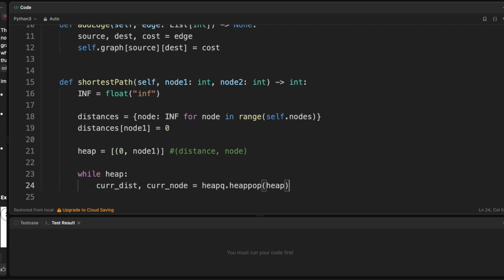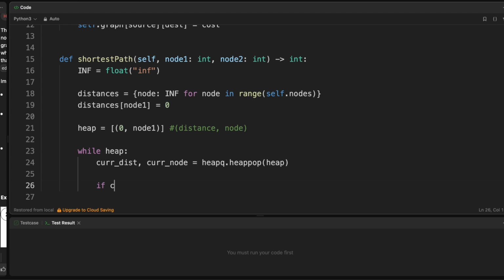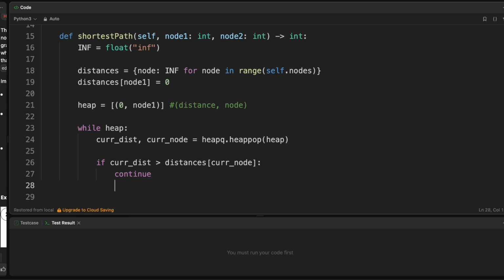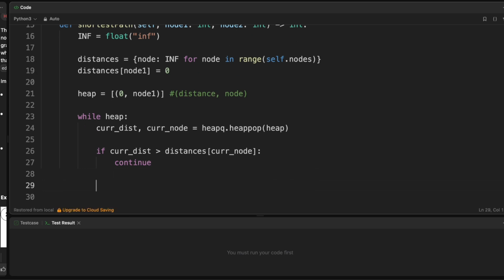So we're just gonna pop the smallest pair from the heap, and if the current distance is greater than distances at the current node, then we're just gonna continue, because we already know a smaller distance, or we already have a smaller value, so we're just gonna ignore this for now. Now let's iterate over the neighbors of this particular node, because then we're gonna check each one of them, whether we have a smaller path to our destination via these nodes.